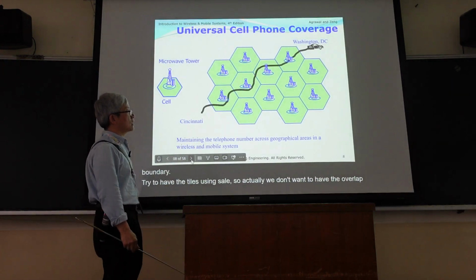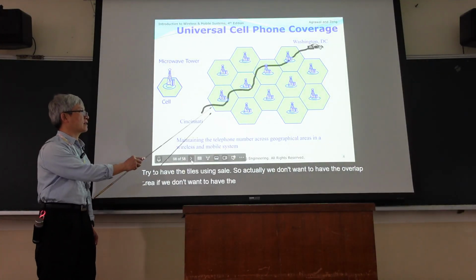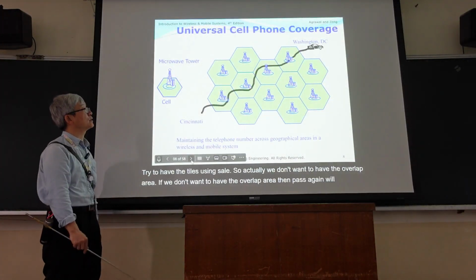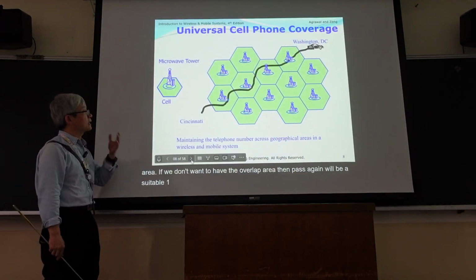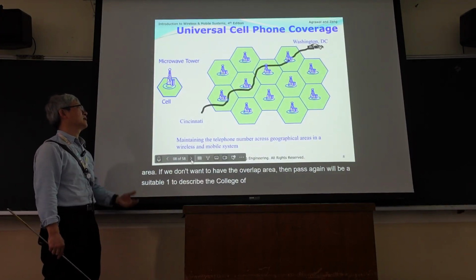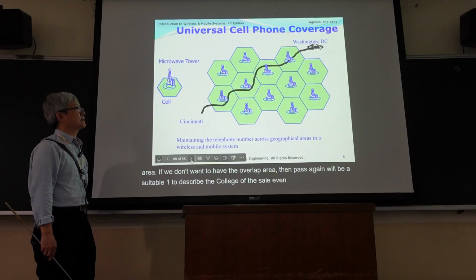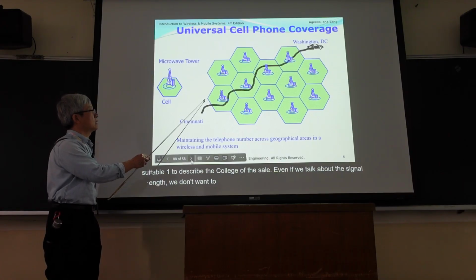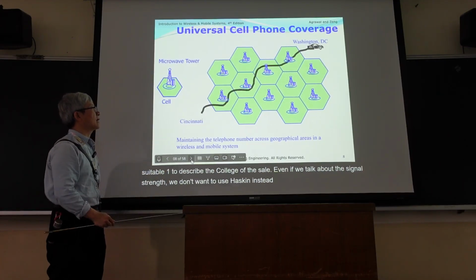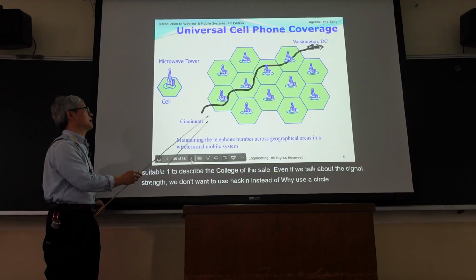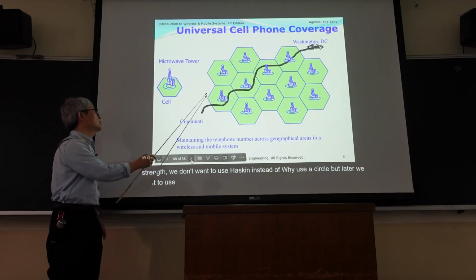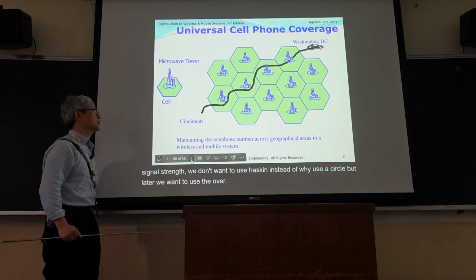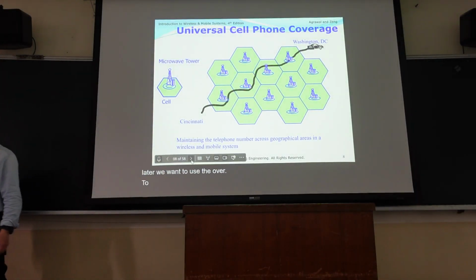If we don't want to have the overlap area, then hexagon will be a suitable one to describe the coverage of the cell. If we talk about the signal strength, we don't want to use hexagon. Instead, we want to use a circle. But later, we want to use the non-overlap area, so we will have the hexagon to serve as a cell shape.